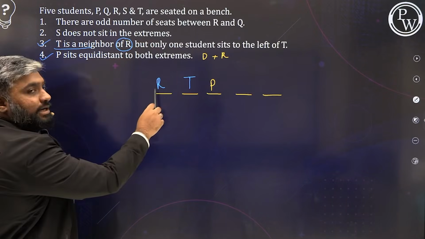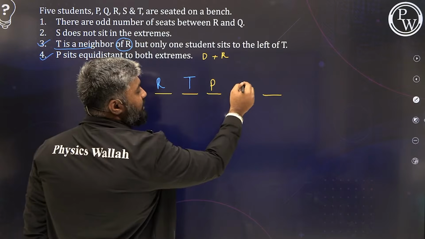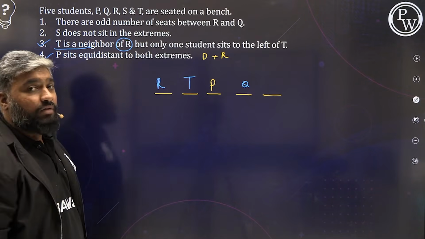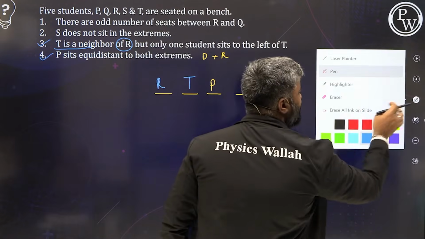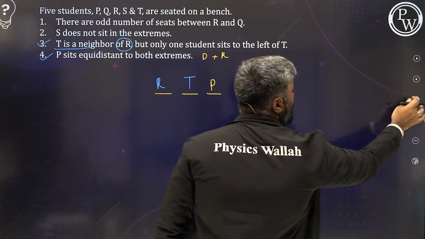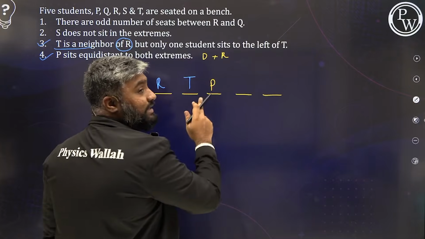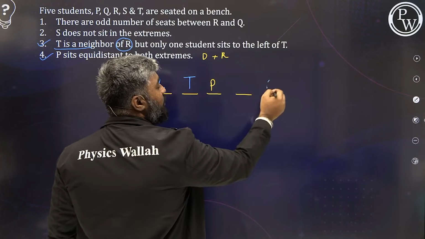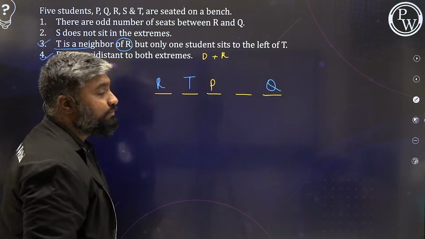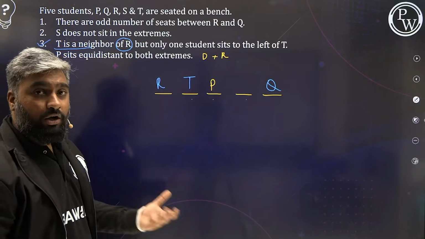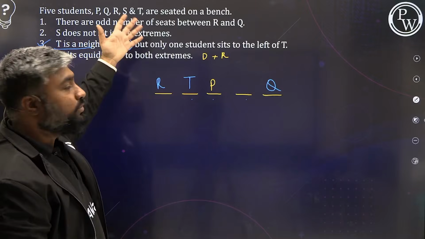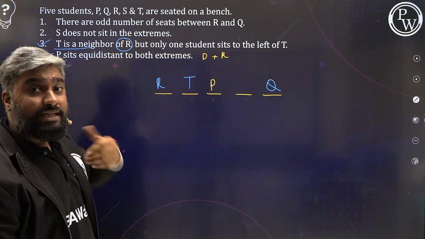R is here. Yes. Can I place Q here? Would it make sense? Of course not. Then there would be even number of seats. Yes. So what happens? Q gets removed from here because there are even number of seats then. So the only place left for Q is here. Look at the number of seats between R and Q. 1, 2, 3. Yes. Automatically now you don't even have to look at that indirect clue, but that's a confirmation.